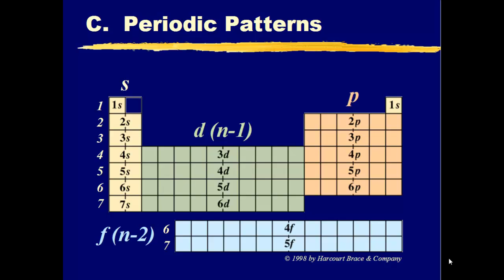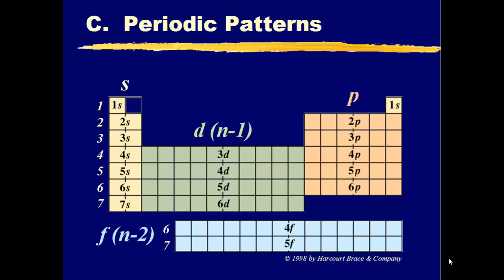The tall section on the right side of the periodic table is called the P block of elements. Beginning with group 13 through group 18 are the elements that are p-block elements. The energy level is the row or the period that they're in.